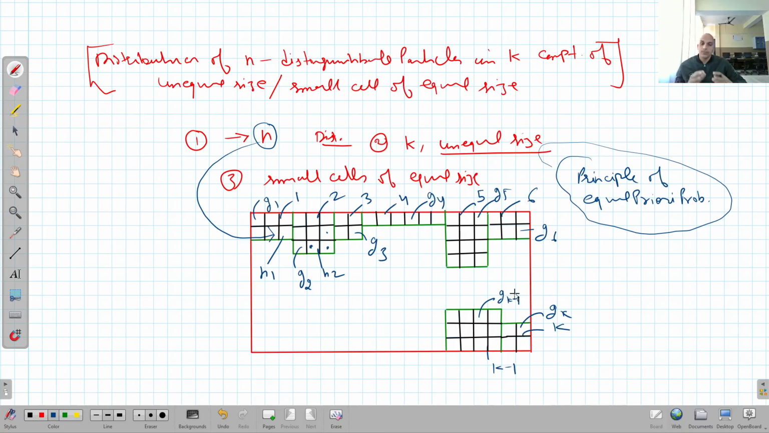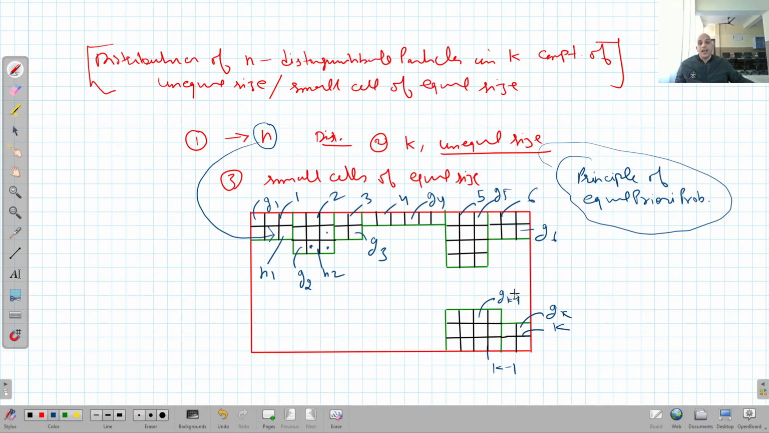Now here, there is one more restriction. There is one more condition that when we are distributing, suppose N1 particles in G1 cells of the first compartment, there is no restriction on the number of particles entering any cell of the compartment, right? Even the first cell can accommodate as many particles as it can, right? The particles are distinguishable. So all these conditions are applicable in this particular case.